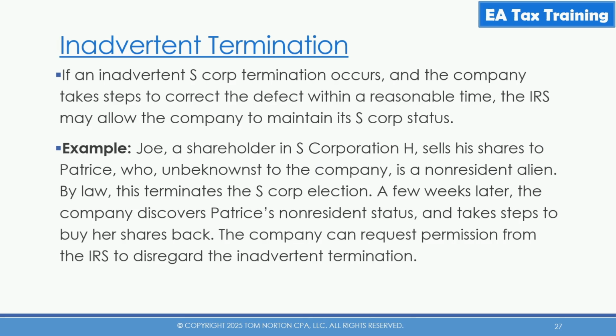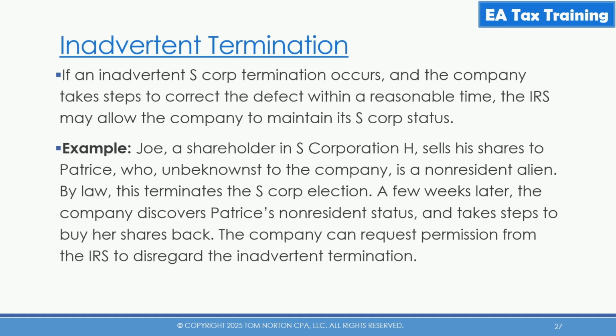Inadvertent termination. So if an inadvertent S corp termination occurs and the company takes steps to correct the problem within a reasonable time, then the IRS may allow the company to maintain its S corp status. So for example, Joe, a shareholder in S Corporation H, sells his shares to Patrice, who, unbeknownst to the company, is a non resident alien. By law, this terminates the S Corp election.